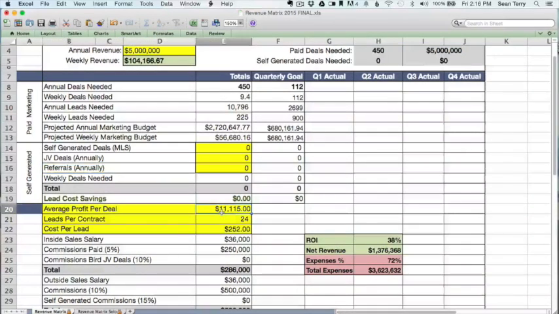Okay. Now, let's say I increase this. Our goal is to increase this to 13,000, right?